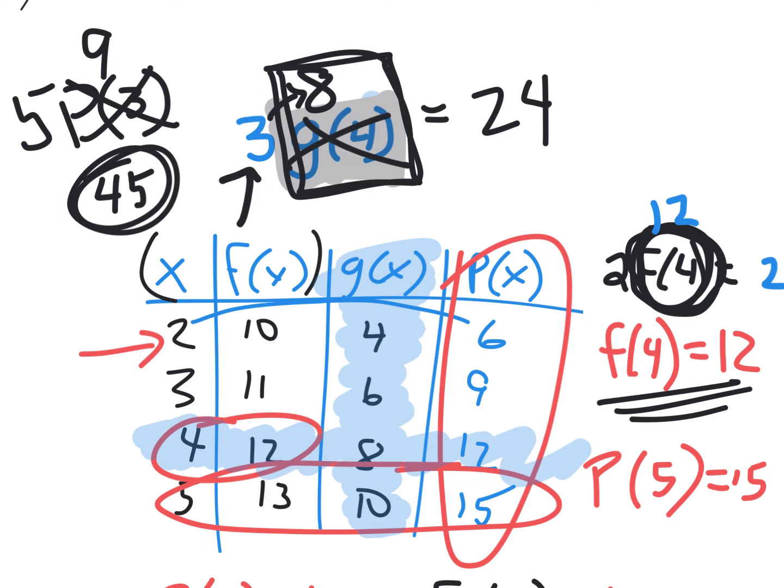You can look on the board. I have it up there now. Well, 9. Yes. Then the 5 is in front of that, so it means 5 times the 9. That's how we got the 45.